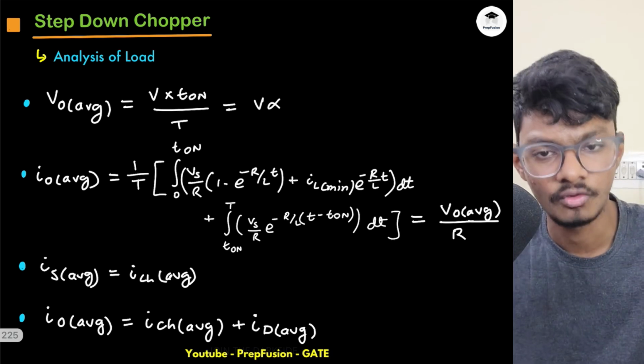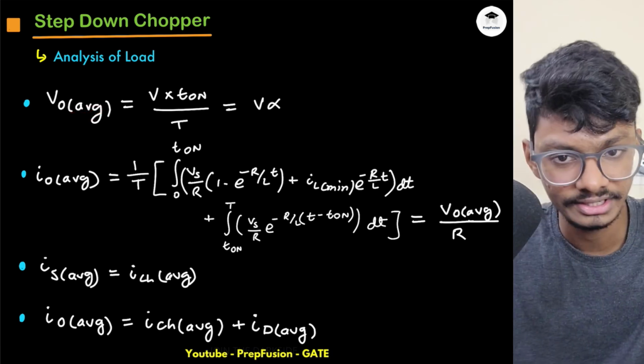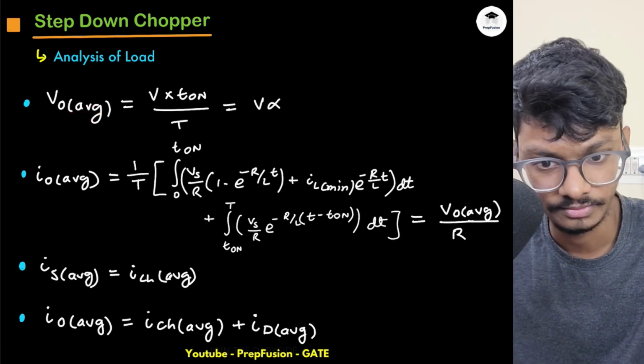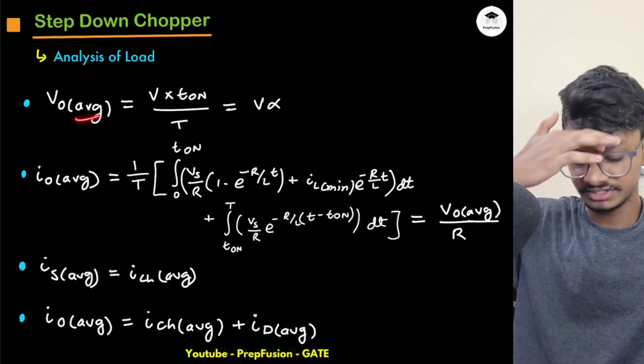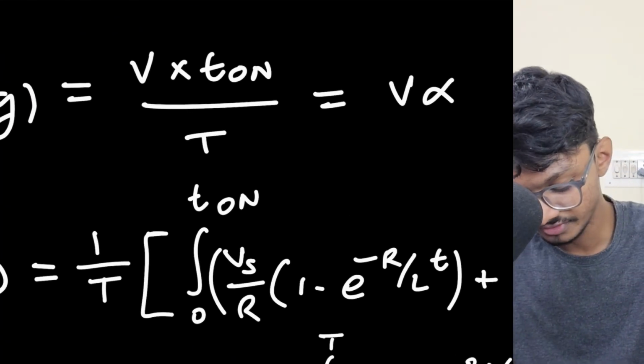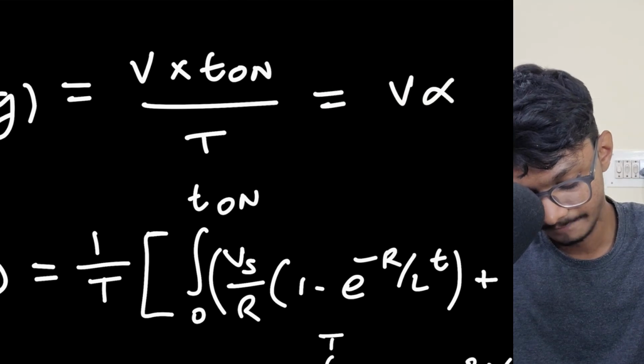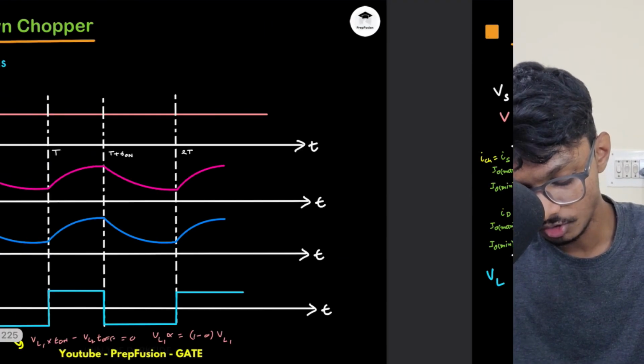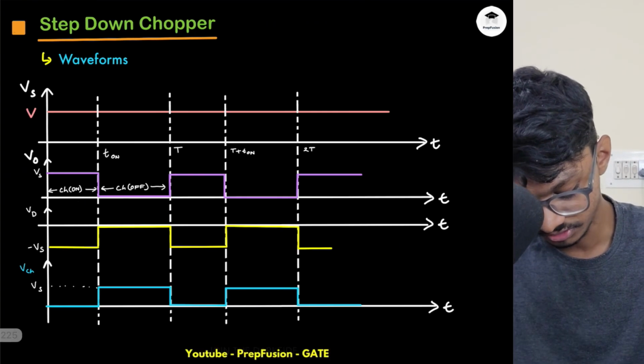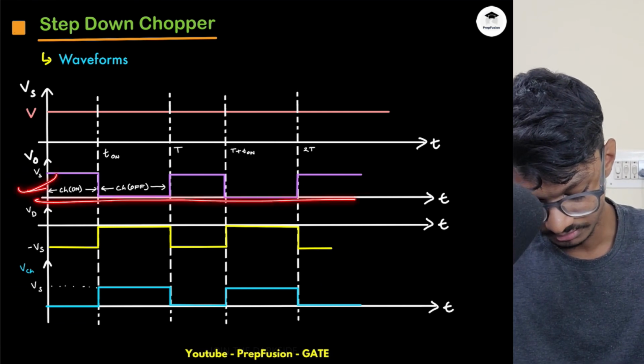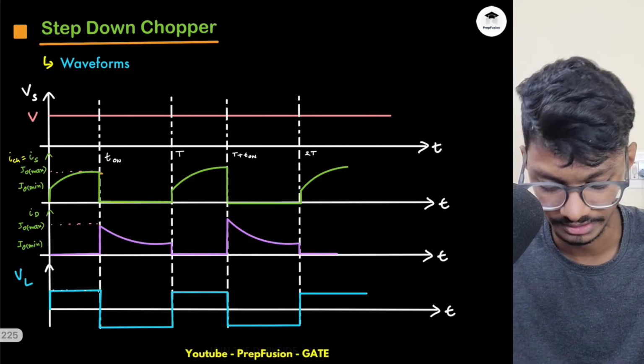So these are the few formulas. This formula has already been derived for you. I can still derive it: your average output voltage will be Vs times T on by T. How do you find it out? Simply area over the time period. That is the formula that I am using.